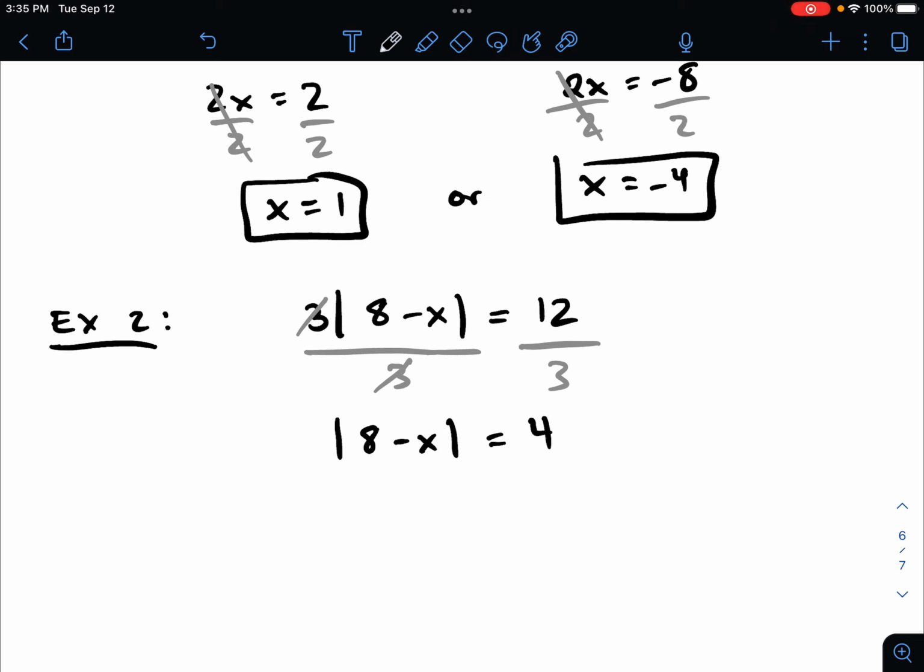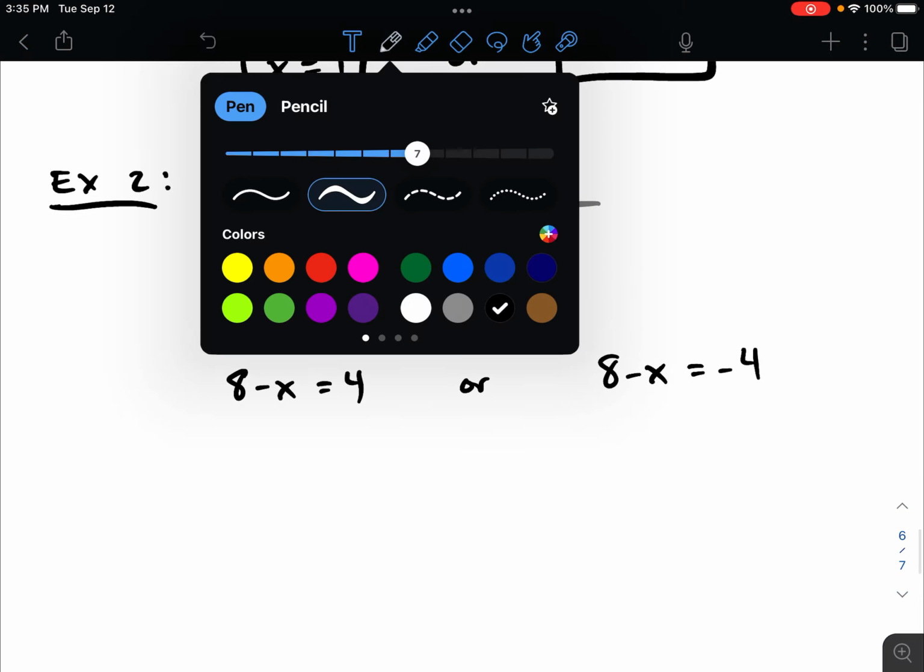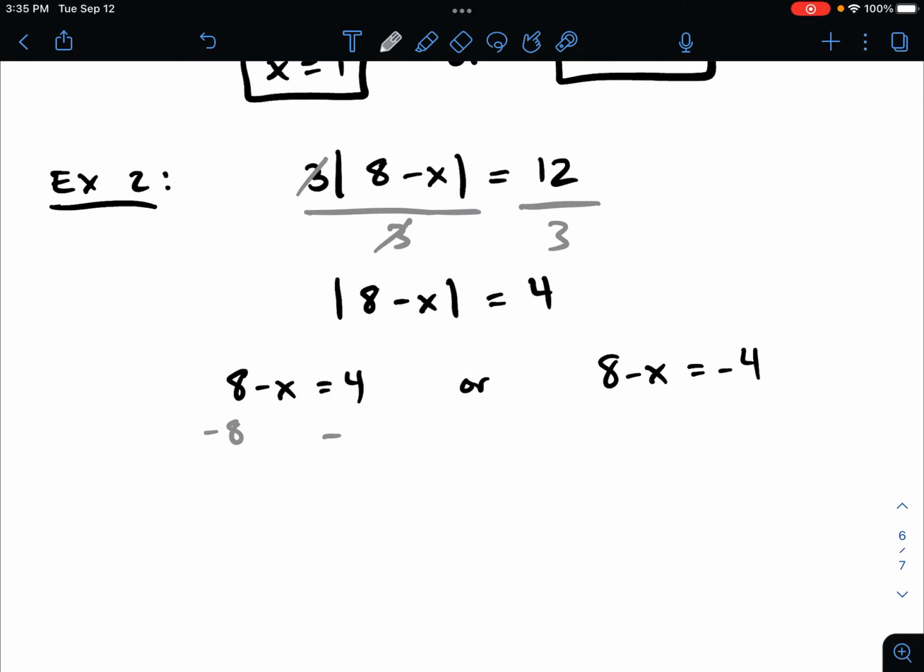So again, I'm looking for where this number is 4 units from 0. Well, 8 minus x could be located at positive 4, or 8 minus x could be located at negative 4. Both of these are 4 units away from 0. So we solve each of these separately. We're going to subtract 8 on both sides for the first one. This is going to leave me with negative x is equal to negative 4. That's going to mean that x is equal to positive 4 when I just change the signs.